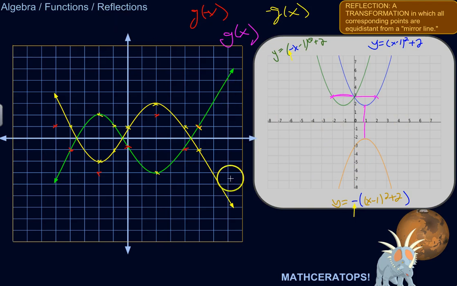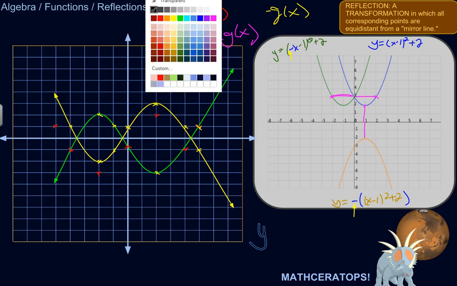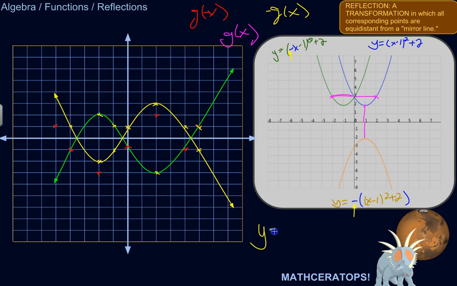So if I were asked to graph, let's say, y equals negative x cubed, that would be a vertical reflection, since the negative is on the outside of the function. So I'd graph x cubed, and then take the points and flip them across the x-axis.